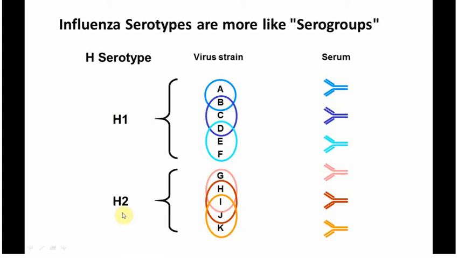But that doesn't mean that if you have antibodies to one particular virus in the H1 serotype, your antibody will be able to neutralize all of the different viruses in the H1 group. Because in fact, even though they have some antigenic similarity, they are not identical.